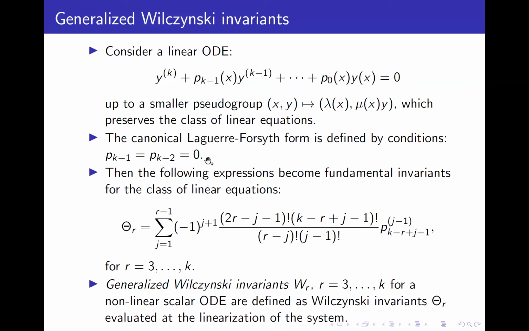So these are p with this complicated index, just one of the remaining coefficients after we got p_{k-1} and p_{k-2} equal to 0. And the upper index is just the number of derivatives with respect to x. So it's just a standard notation for usual derivatives of functions of one variable.